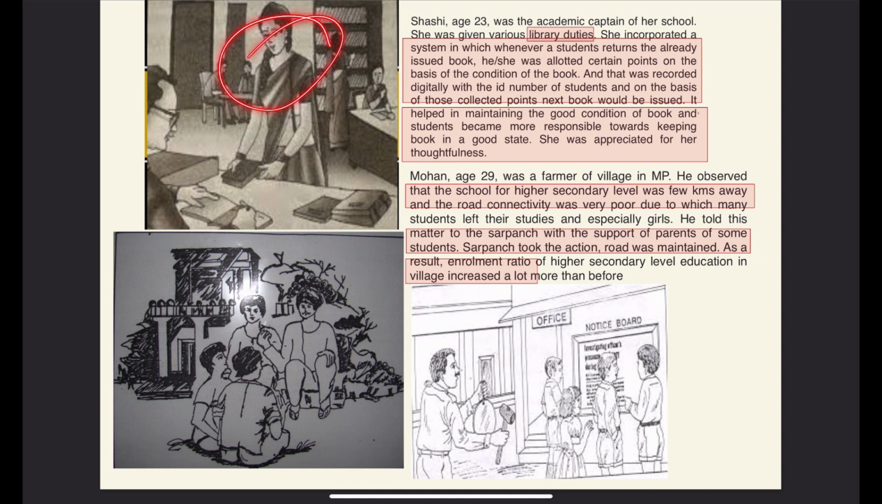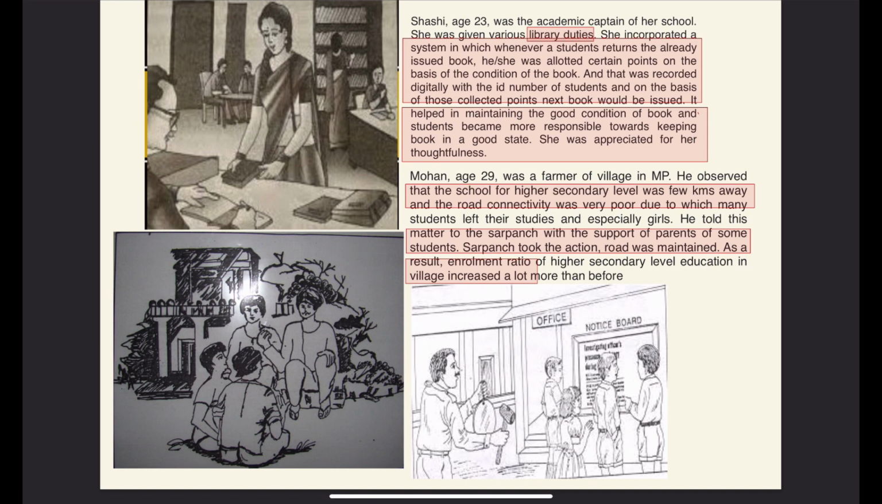So this is Shashi. She was given library duties and she noticed that the condition of the books was not good. People got the books issued and they didn't keep them well, so the pages of the books were tearing up or something like that. So she suggested a technique to the librarian, and finally what happened is that the books were in good condition.